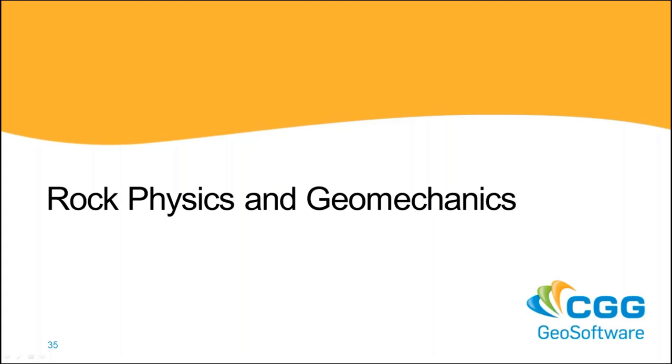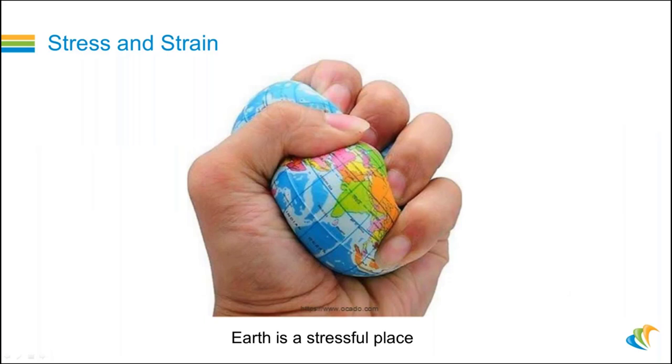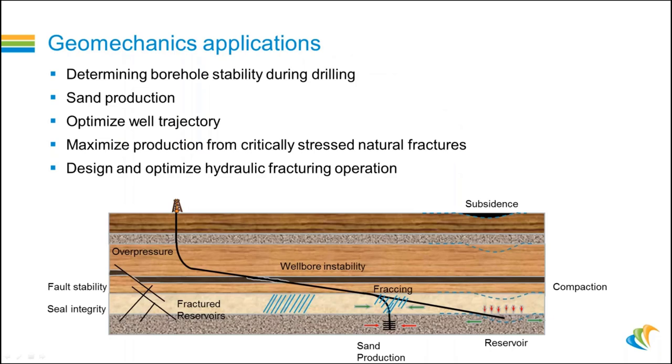In the rock physics and geomechanics link, we will use rock physics to adapt your petrophysical logs and also your seismic toward stress and strain magnitudes and values. So we know that the Earth is a stressful place. It means that you will have different stresses that are exerted on the Earth from different sources, or from faulting or tectonics or whatever. What happens to these stresses? When these stresses are applied to the subsurface rocks, they tend to create different fractures.